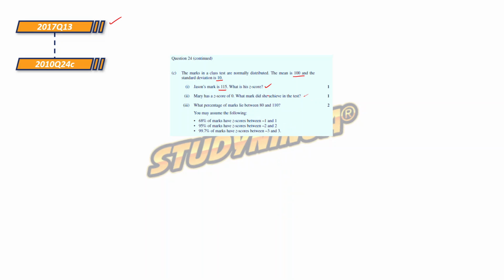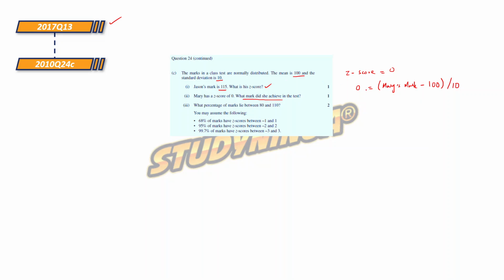In this question, what you're being asked is: Mary has a z-score of 0, and you ask what is the mark she achieved. So it's basically the same formula, but in this case you are given the z-score. You're told the z-score is 0. So what you need to do is remember the formula again. 0 is equal to observation, which is Mary's mark, then subtract mean, which is 100, divided by 10, the standard deviation. And then you solve it.